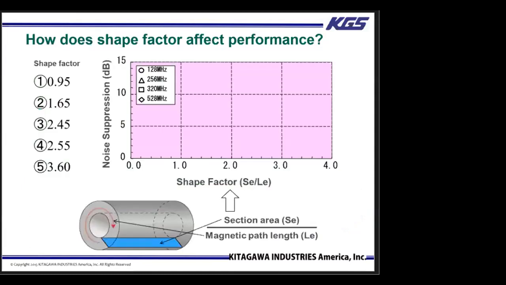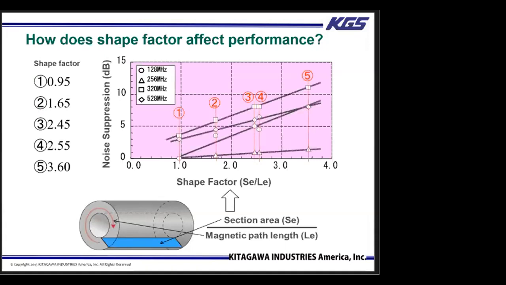We are comparing the shape factors and the noise suppression of 5 different ferrites at different frequencies. The x-axis shows the shape factors, while the y-axis shows the reduction of noise from the initial data to the suppressed level. We use ferrites with these shape factors, and these are the results of the different shape factors.